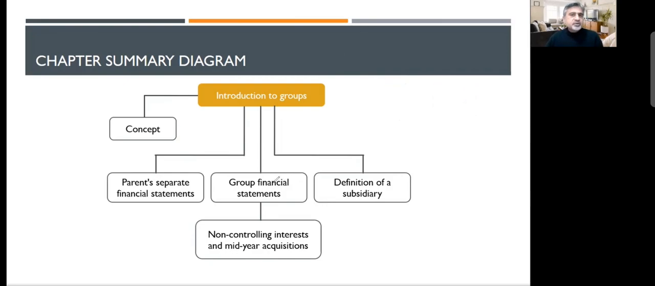Group financial statements, of course, all of the financial statements: group statement of profit and loss, statement of financial position, cash flow, equity statement, etc. Definition of a subsidiary. We are going to spend quite a lot of time on this in the coming slides. This is an important topic, and the non-controlling interest concept. So these are the things which we are going to discuss today.